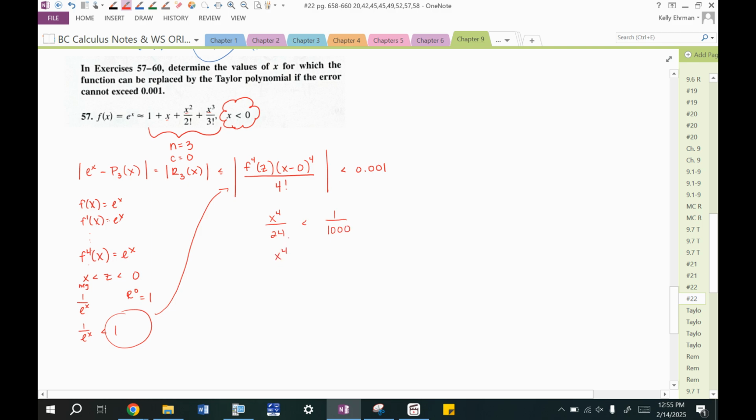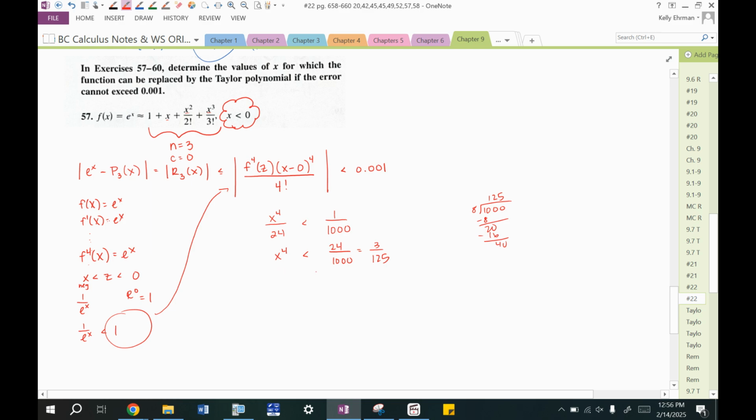I need to solve for x, so I don't want to flip everything around. I want to say, okay, that means x to the fourth should be less than 24 over 1,000. Now, you could use a calculator for this, or if it's non-calc, you could leave it like this, or you could reduce it. Let's see, are these both divisible by 8, I think? Is 1,000 divisible by 8? I should probably know this. Yeah. Oh, it's 125. Okay, so it's 3 over 125. That's totally optional. Don't have to do that.